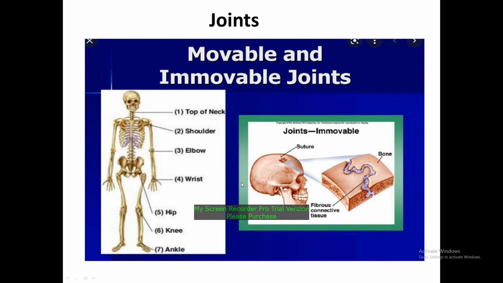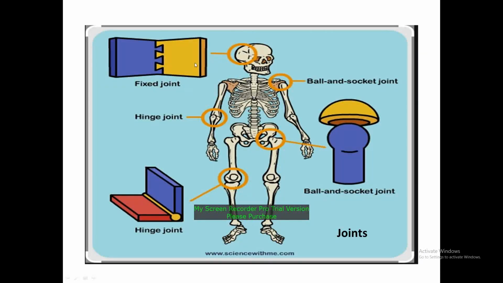There are 2 kinds of moving joints. There is a fixed joint like the joint of our skull. Then there is a hinge joint which acts like the hinge of a door that allows only back and forth movement. For example, the joints of our knee and ankle. Then there is a ball and socket joint which allows movement in all directions, like the joints of our shoulder and hip.